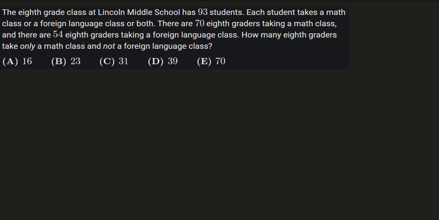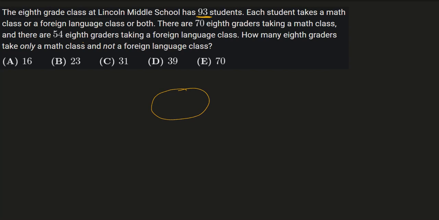This problem is a typical application of a Venn diagram because we have a set of total 93 students, right? And we know that some are taking one class, some are taking the other class. And the question is also about the number of students that are taking one class, not the other, right? So if we draw this Venn diagram, we will have this one, right?